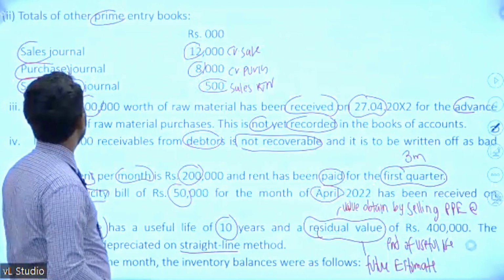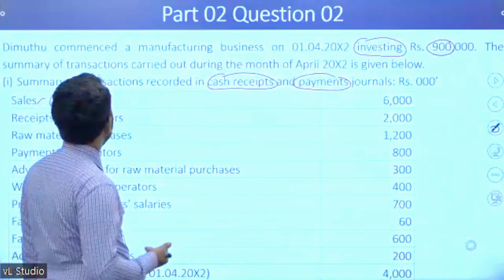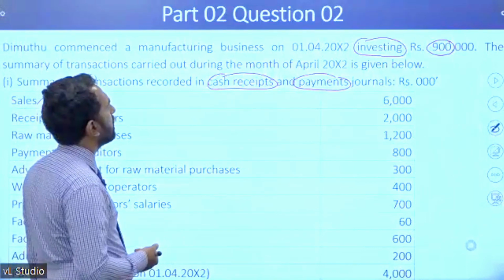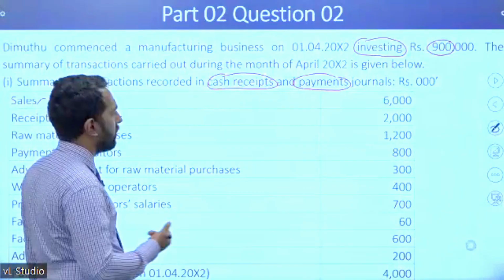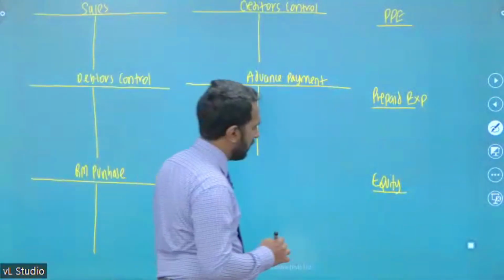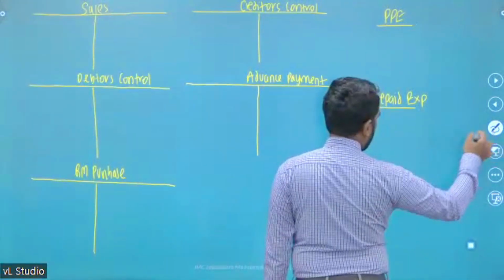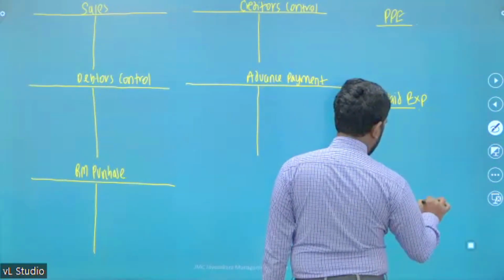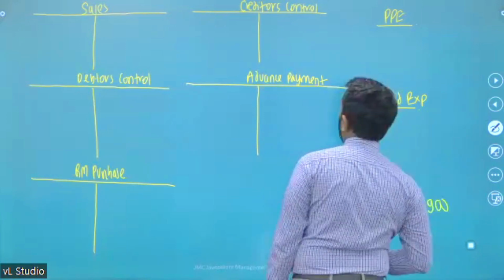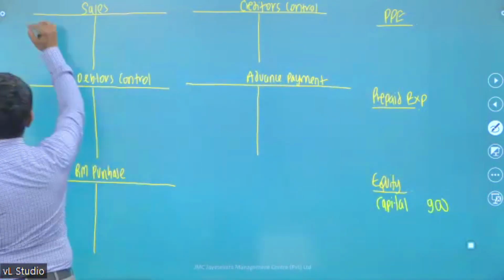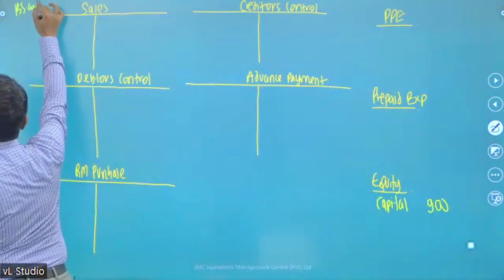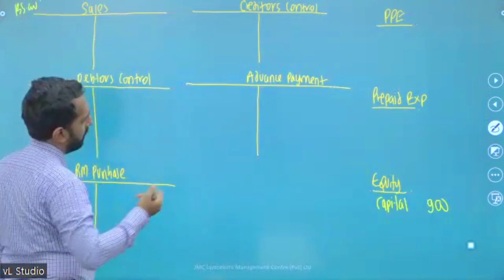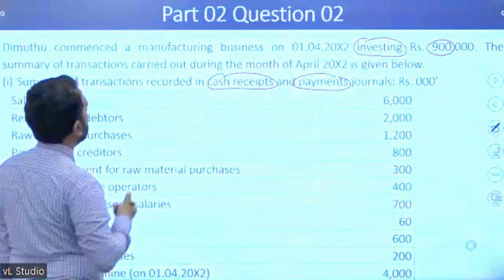Right. So we look at the information given. Dimuthu is starting the business by investing 900,000 in the business. So that is basically the starting point of our equity. Equity, we are starting with a capital of 900. I'm doing the question in thousands. So equity is 900, the starting capital. Okay, right.